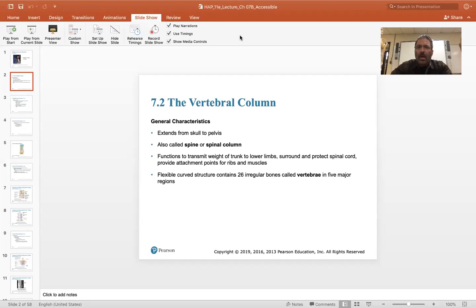Technically, the appendicular skeleton, there's been a book or two who said it's part of the axial, but for right now, we'll just call it appendicular, right?